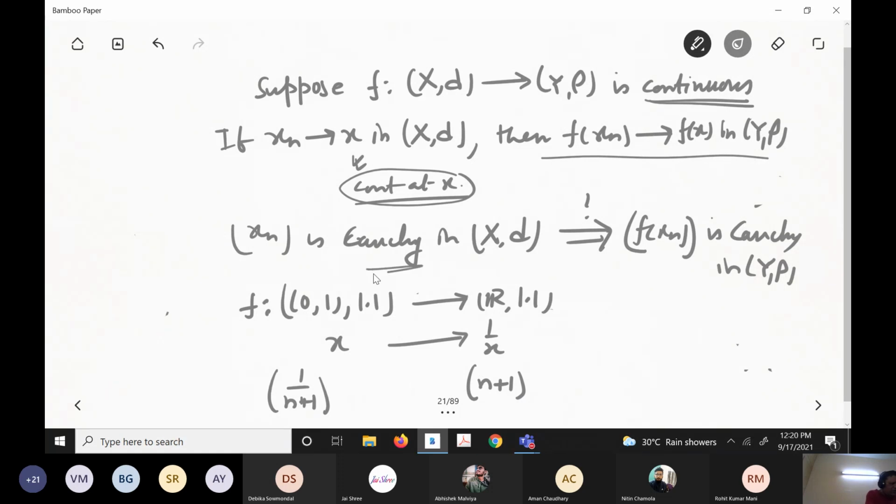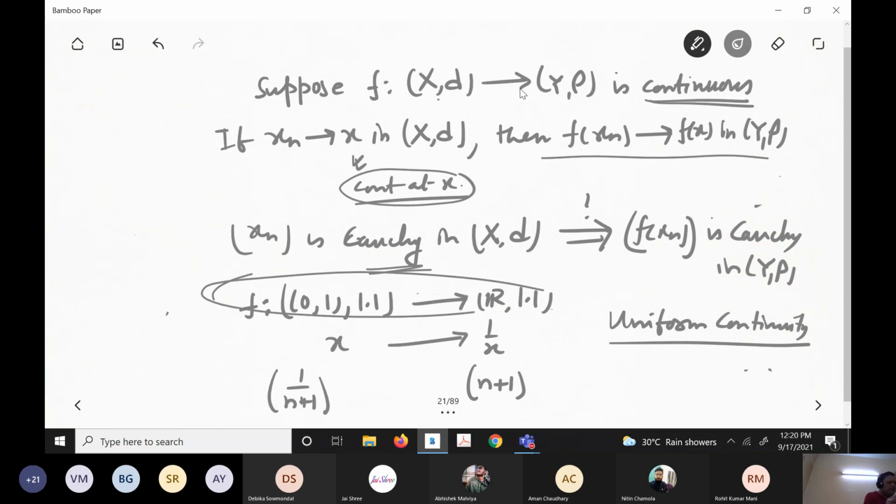So for Cauchy you need some better function than continuous. That I will discuss later on. But if you have heard of uniform continuity, then it is true. We need to define uniform continuity between two metric spaces. Later on we will do it. But if you already know the definition of uniform continuity of a function where both domain and range are subsets of the real line, then if it is uniformly continuous, it will send Cauchy to Cauchy. But if it is not uniformly continuous, it may not happen. The example is this.